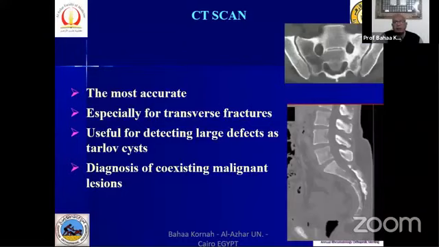What about the CT scan? CT scan is very helpful to determine and to visualize the hidden fracture, and to give you a good visualization of the fracture and any missed fracture. It is the most accurate for sacral fracture, especially transverse fracture, and useful for detecting large defects such as Tarlov cyst. Diagnosis of coagulative malignant lesion can be done by CT scan.